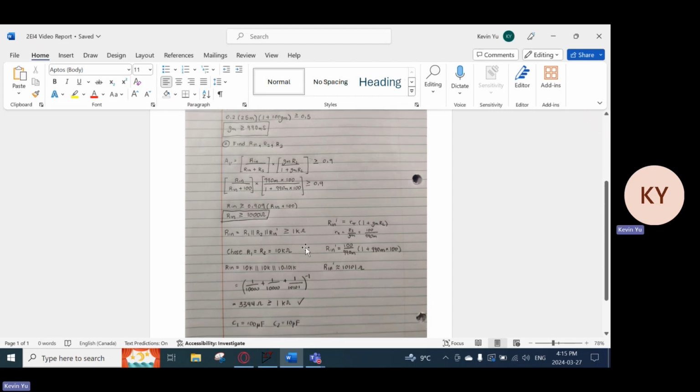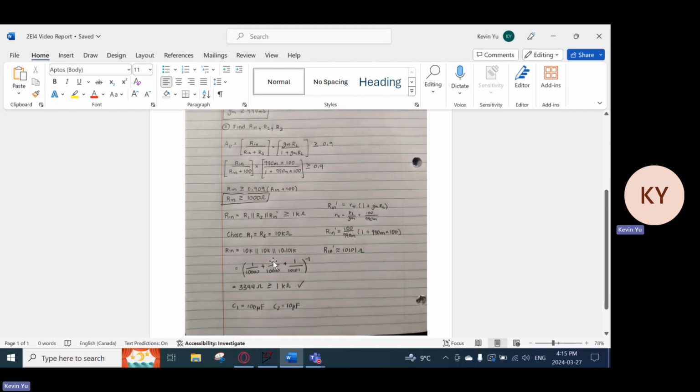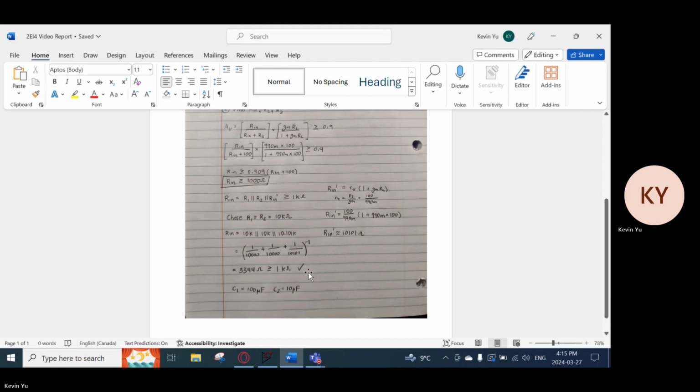I basically chose R1 and R2 based on what I have in my kit, and as long as Rn is bigger than 1K ohms, then it's fine. So 10K in parallel with 10K in parallel with 10,101 ohms is 3,344 ohms, which is greater than 1,000 ohms. And that meets the constraint. So these resistances are fine.